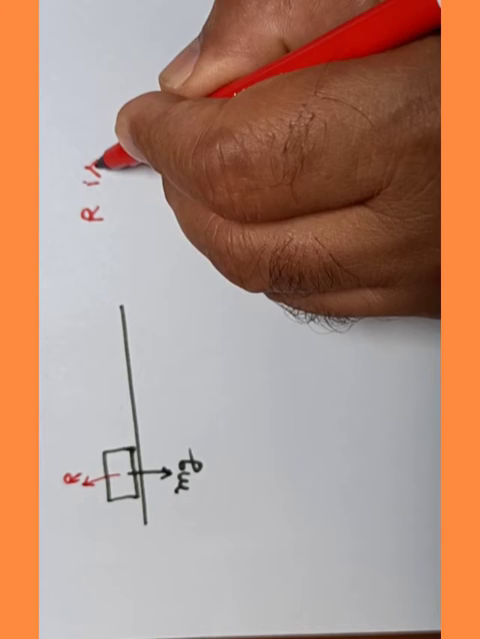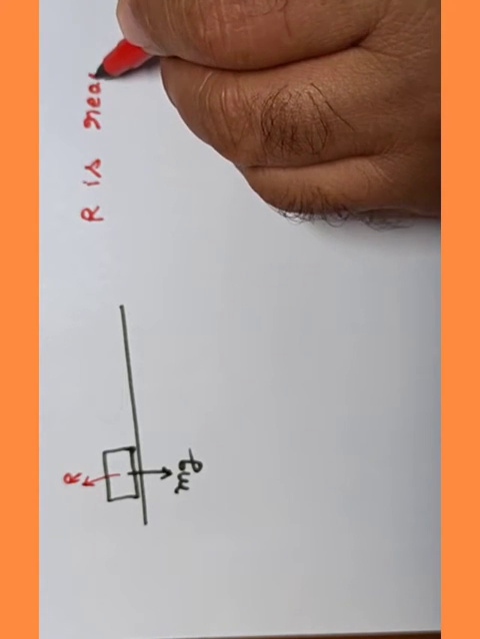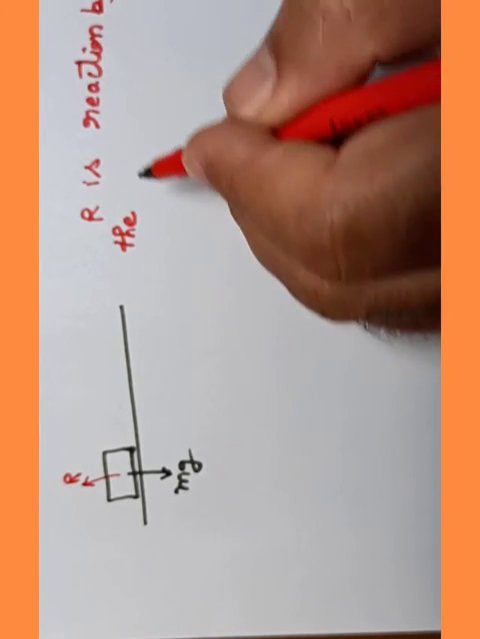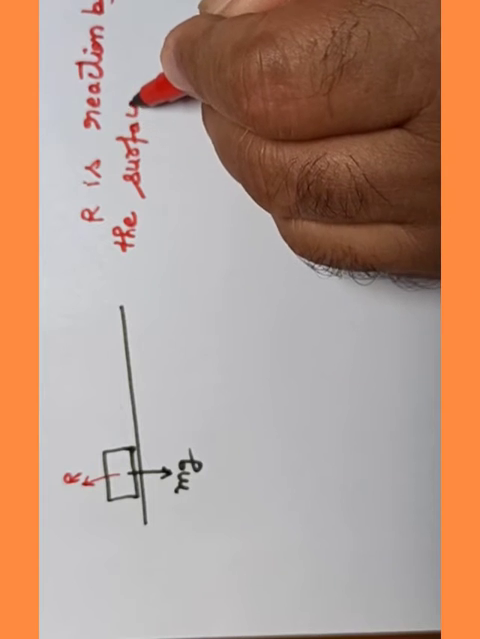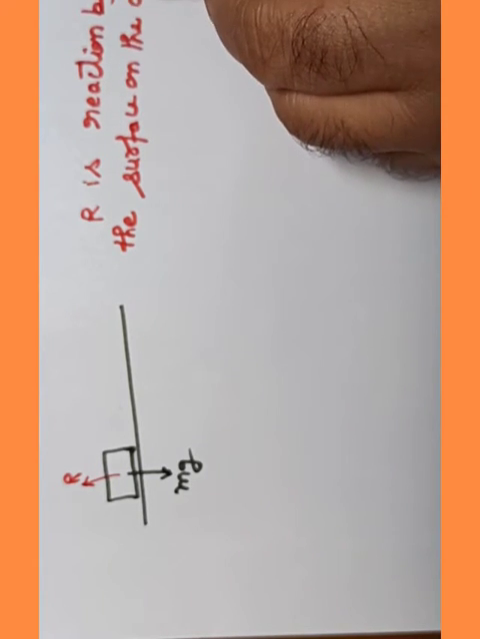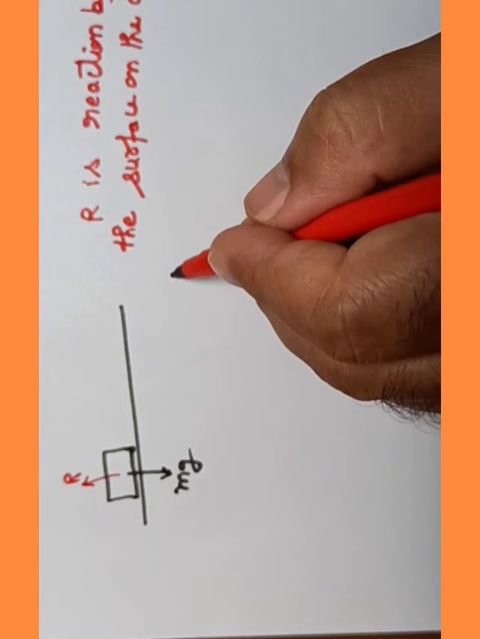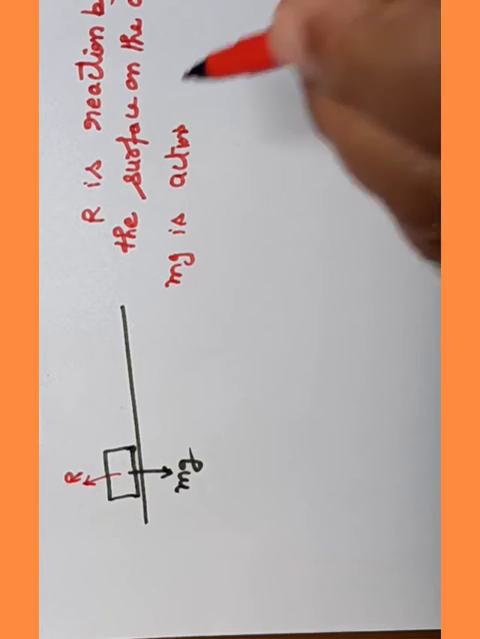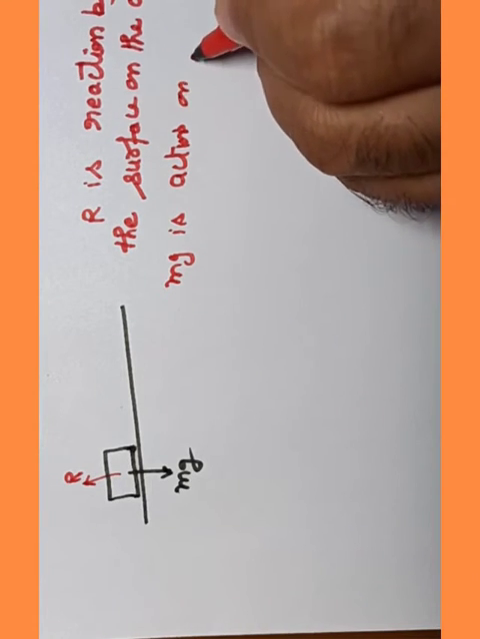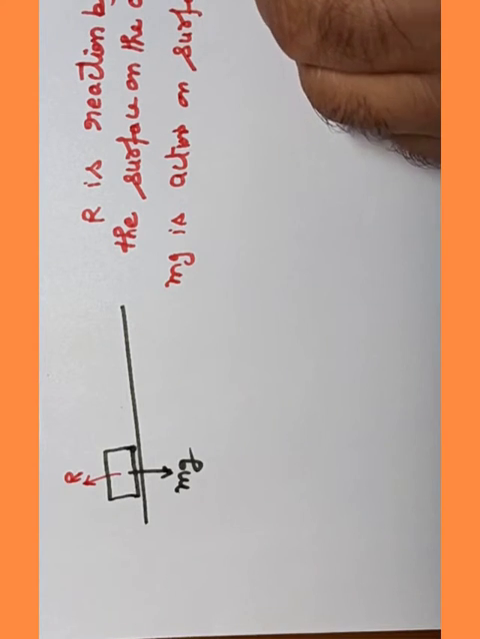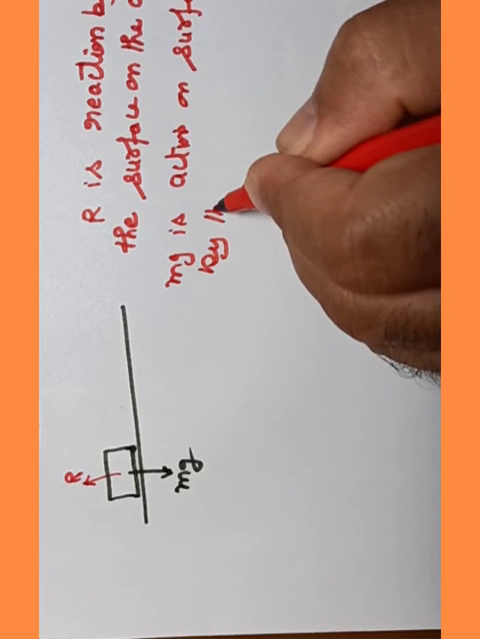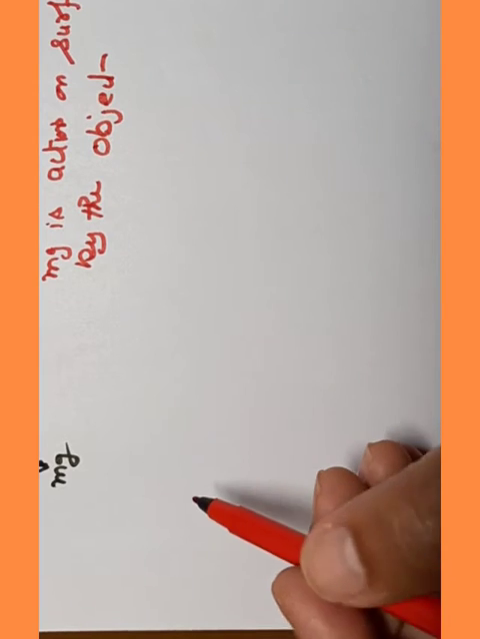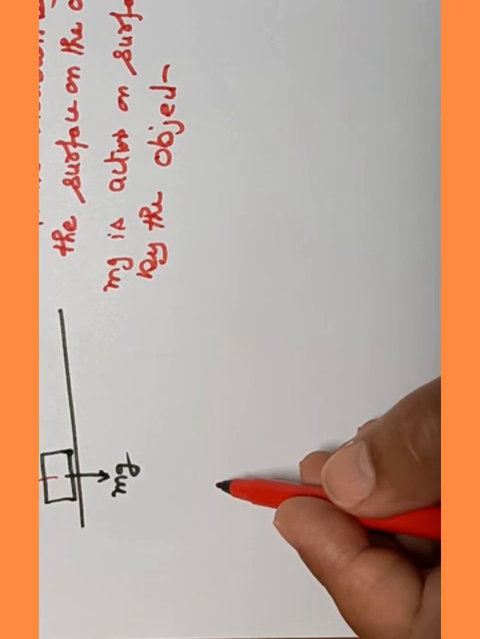R is the reaction by the earth or surface on the object, whereas mg is the action on the surface of the earth by the object.